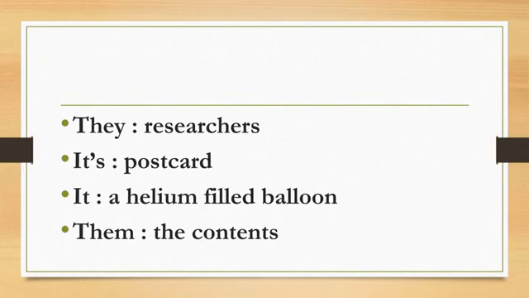In article C, we have the word it. It is in line 4 في السطر الرابع. It refers to a helium-filled balloon. And the last word is them. It is in line 8, in article D. It refers to the content.